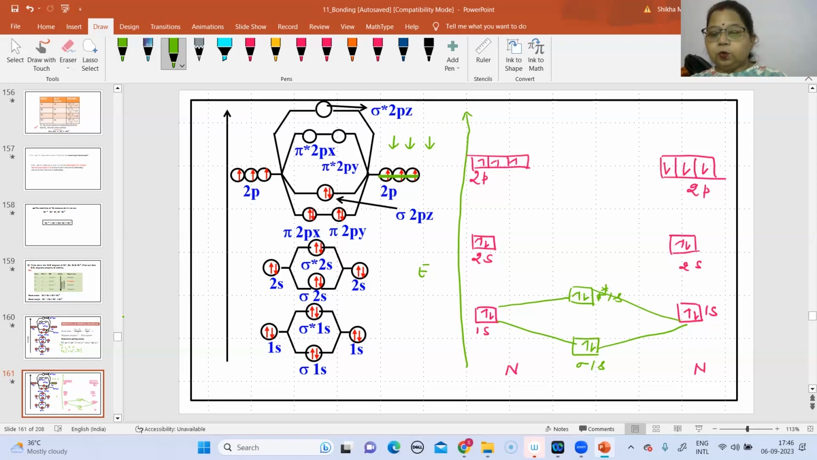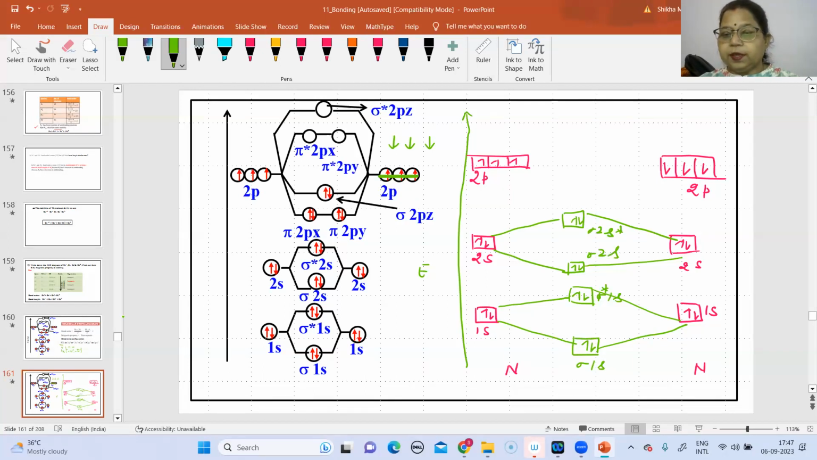So what we have to do? We will be drawing 2s in the same way. That bonding 2s will be at the lower energy level and anti-bonding 2s will be at the higher energy level. Again, I'm emphasizing the same point. Please draw these things very carefully. It is a 3-mark question, which is very easy to score. So this is sigma 2s anti-bonding, and this one is sigma 2s.